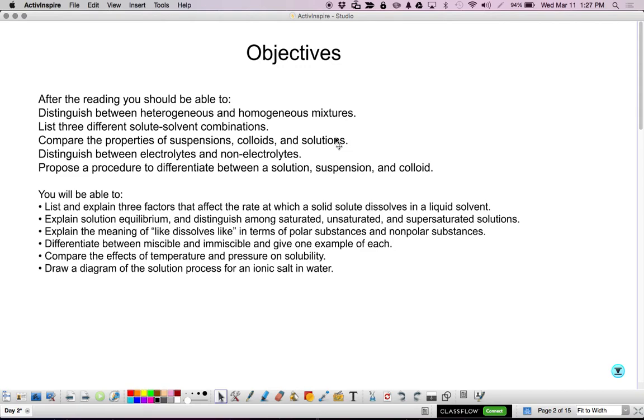Today also has a pretty lengthy reading assignment with it, and after the reading you should be able to do all of these things. The important thing I would draw your attention to is this last one: propose a procedure to differentiate between a solution, suspension, and colloid. This is an application problem, right? And everybody knows how much Mr. Ryan loves application problems. So keep that in mind as you go through this section and see if you can figure some stuff out.